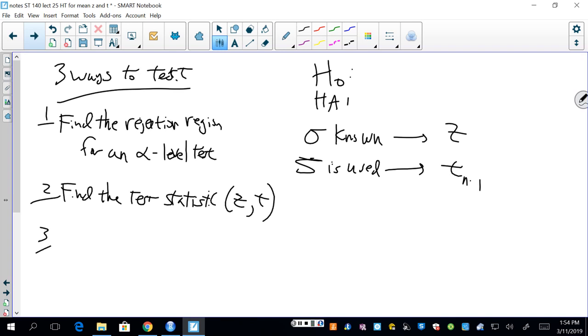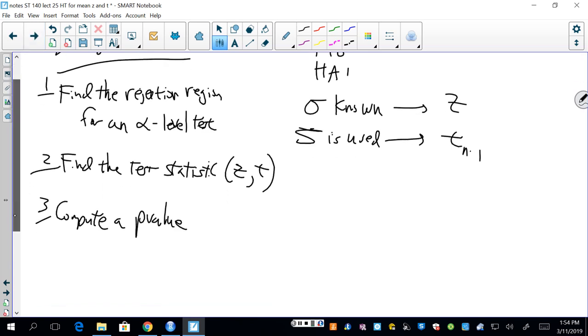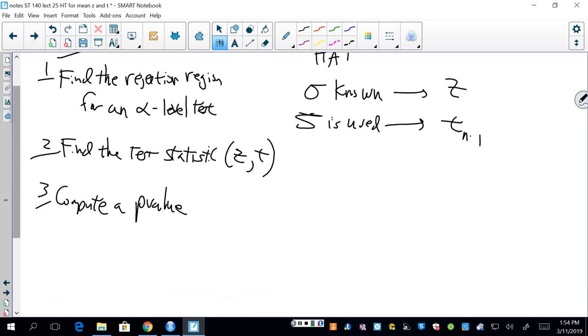Or compute what's called a P value. And they're all three going to be equivalent. You're going to get the same conclusion no matter which way you do it, but sometimes people look at it one way or the other. They're all connected because one's just related to the other. Compute a p-value, which, anyway, we'll do that, right? We reject H0 for small p-values.